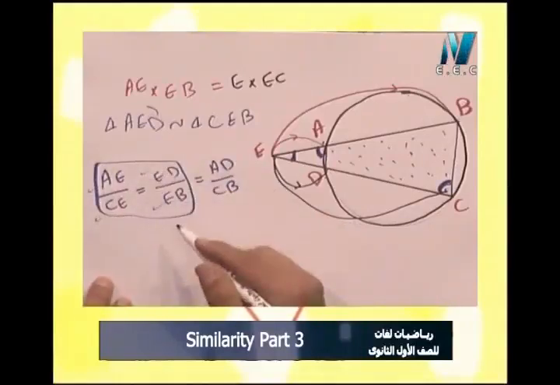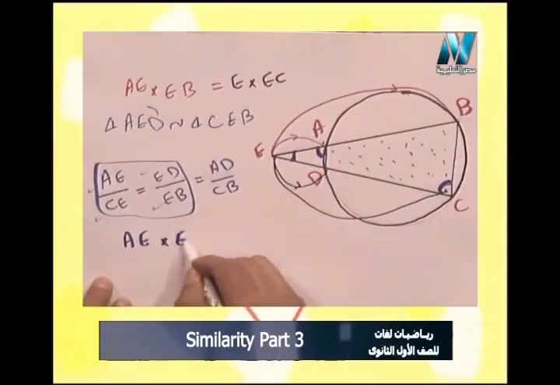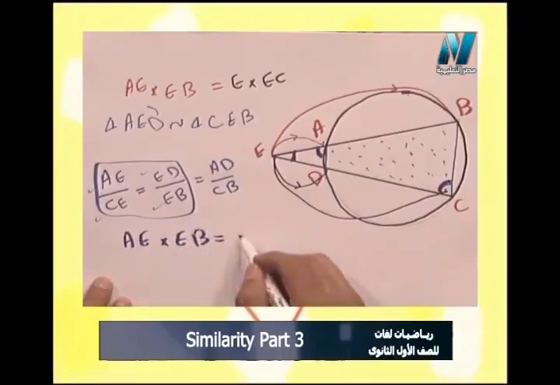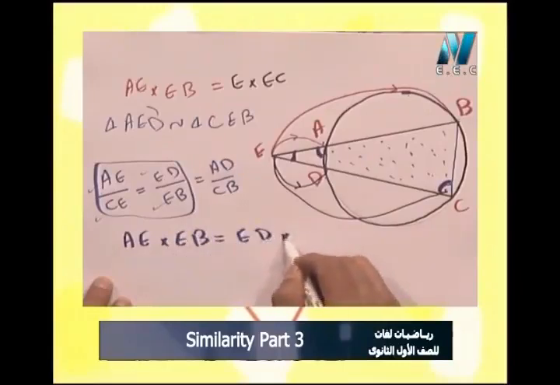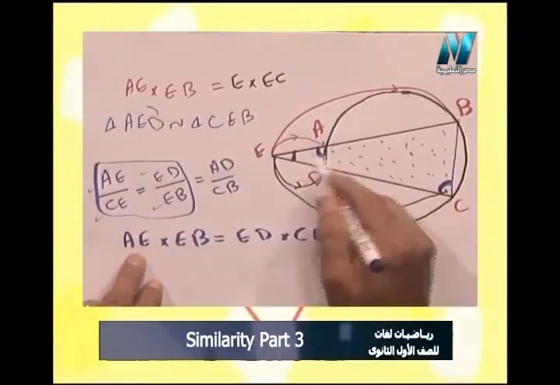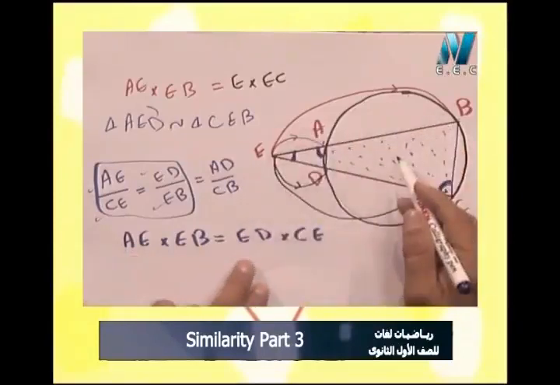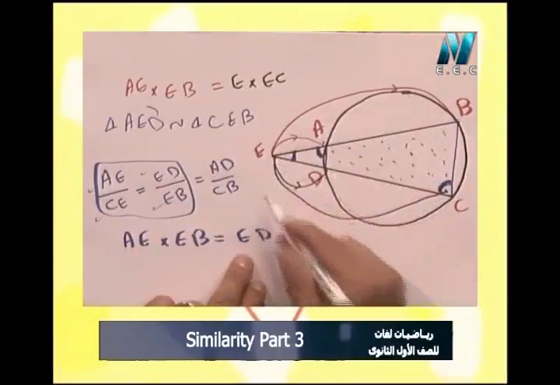We will find out easily that AE multiplied by EB equals ED multiplied by CE. Try to connect these with each other. We have here AE, which is the first part, multiplied by EB, will be equal to ED multiplied by EC.